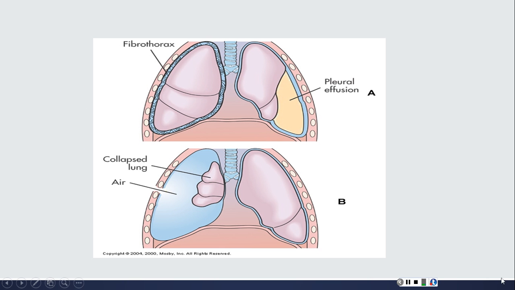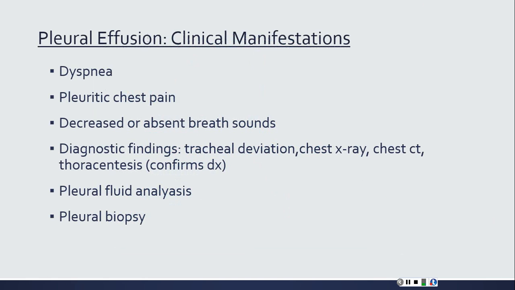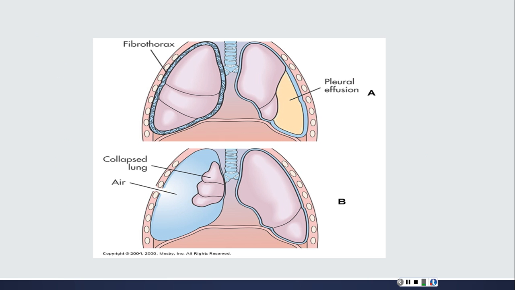Some of the manifestations. We'll talk about a few of these. Dyspnea. What's dyspnea? There you go. I'm going to hammer it home before too long. Dyspnea, difficulty or labored breathing. Pleuritic chest pain. We talked about pleuritic chest pain. What's that? Pain during that breathing cycle. Decreased or absent breath sounds. Now what is that similar to? That's similar to the pneumothorax.